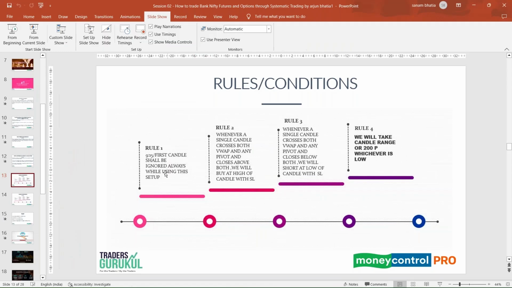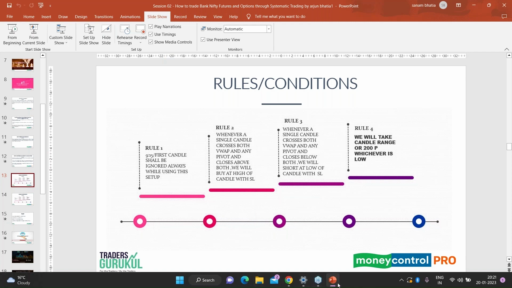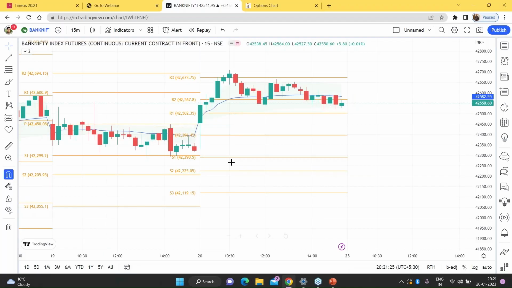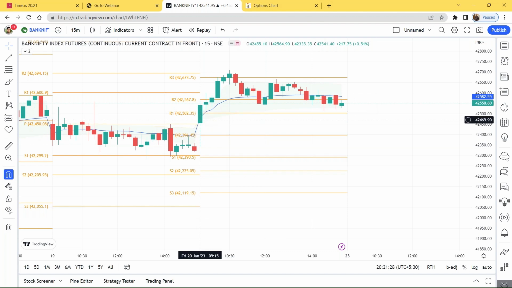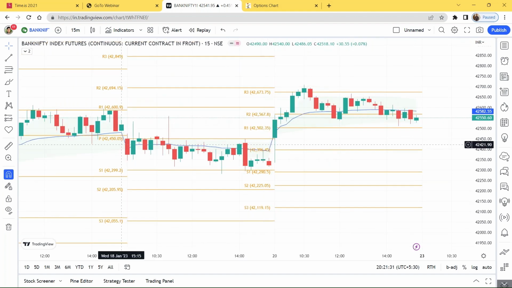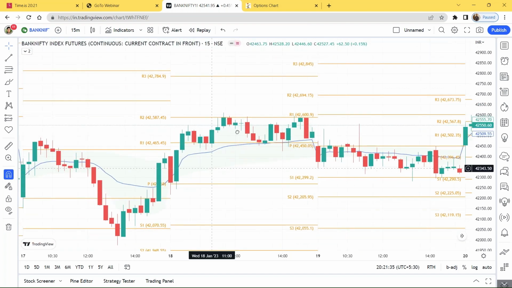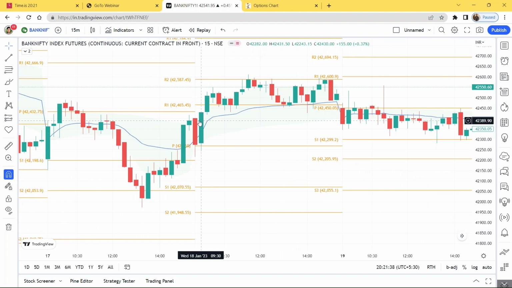Okay, so just learn about entry. Rule number one says that the 9:15 candle or the first candle will always be ignored in this setup. Please note down that the first candle on each and every day, whether it is 19th January or 20th January or any day, we will not take a trade in the first candle, even if it gives a trade. How it will give a trade, I will explain further. But rule number one of the setup says that the 9:15 candle or the first 15 minutes candle needs to be ignored.